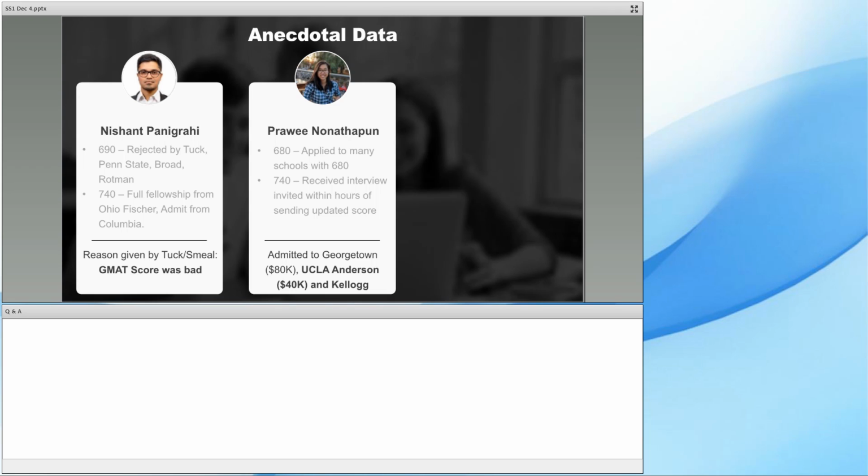So this is statistical data, but here's some anecdotal data where GMAT scores made a difference. Nishant, one of our former students, scored a 690 and was rejected by a bunch of schools. Tuck and Smeal give you feedback on your application, and they told him, we love your candidacy, just your GMAT score is not up there. He improved to a 740 and received multiple full fellowships as well as an admit with scholarship from Columbia.